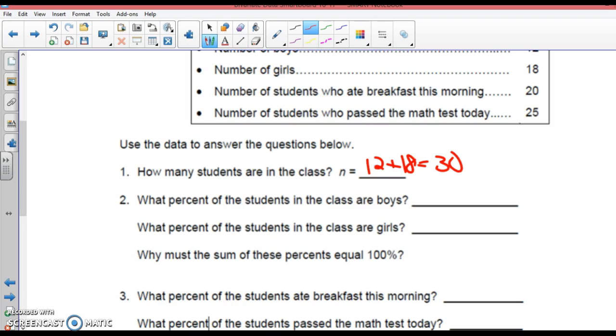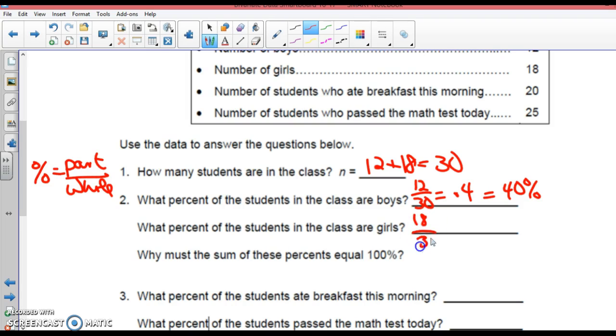What percent of the students in the class are boys? Remember, let's review this. A percent is a part out of a whole. So, what percent of the class are boys? How many boys are there? There are 12 boys out of 30 students. If you divide that, you'll get 0.4, which is 40%. What percent of the students are girls? Well, there are 18 girls out of 30 kids in the class, which if I reduce, I get 6/10, 60%.